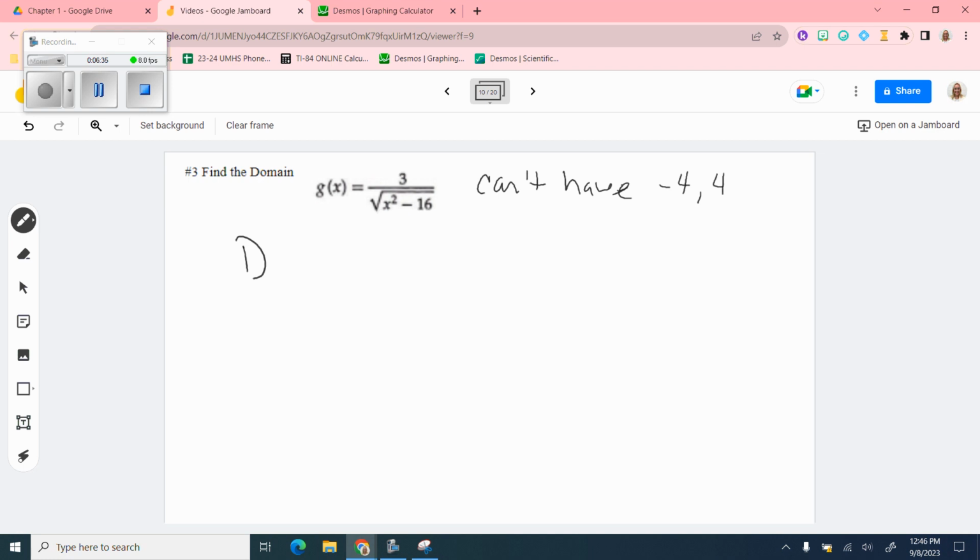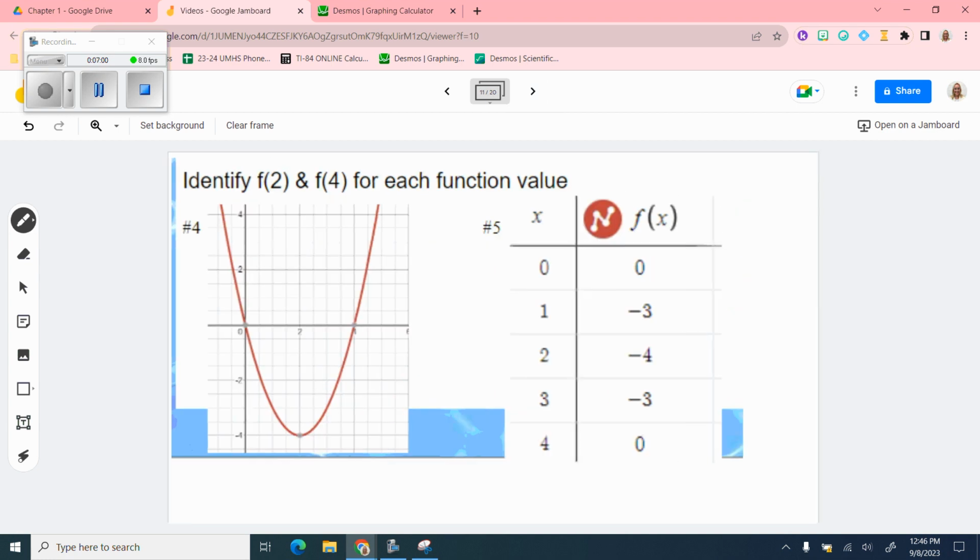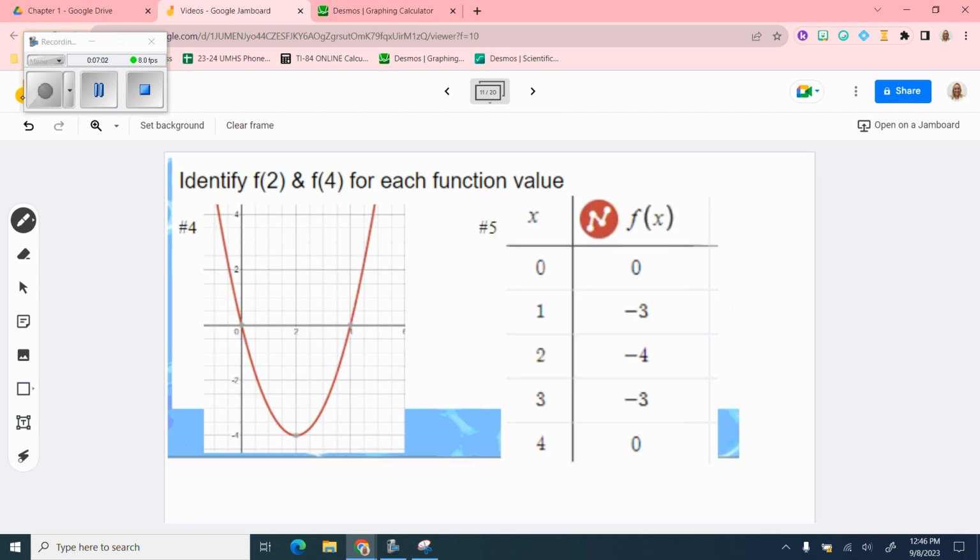So that means your domain can be anything less than -4 and all the way up to -4. And then it can also be everything from +4 and up. So you're going to have a union there with that one, okay? So you can't have in between -4 and 4, but you can have everything else. So that's where we're kind of uniting those two with that.